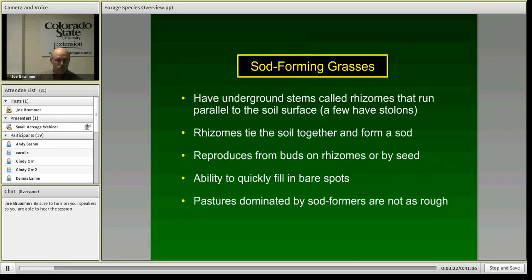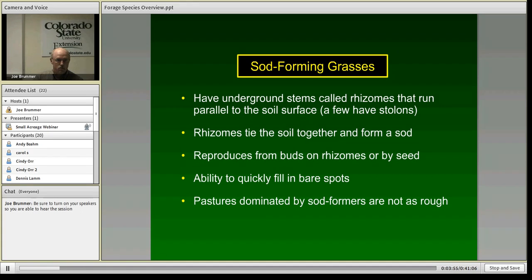The other type of grasses that we deal with are what we call sod-forming grasses, and these are ones that have underground stems. Most of them will have rhizomes, a few of them will have stolons, but basically this is a means of vegetative spread that these species can undergo. They don't have to always start from a seed, so they can spread or be established by seed or by rhizomes.